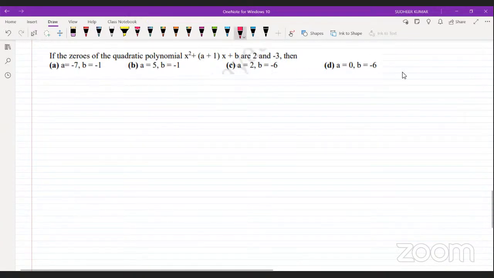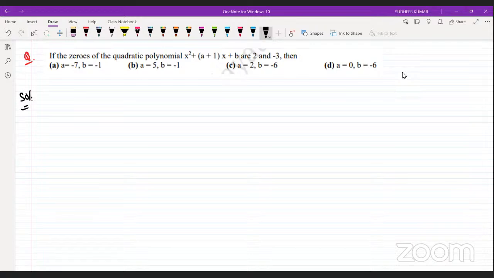So the next one is, if the zeros of the quadratic polynomial x square plus a plus 1 times x plus b are 2 and minus 3, then find the value of a and b. Can you guess which is the correct answer? When it is given that these are zeros of the quadratic polynomial, when we substitute the value, it will become 0, right?